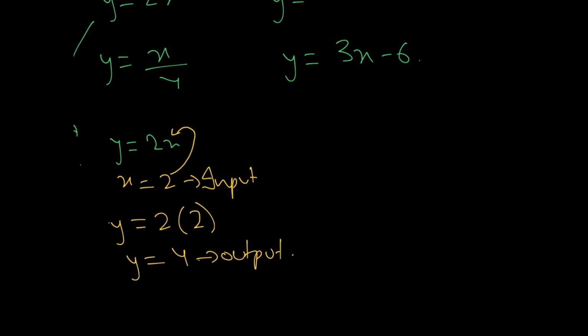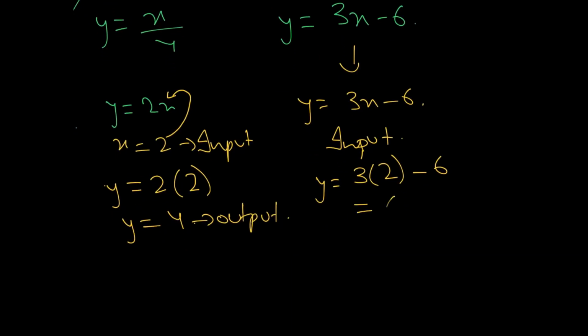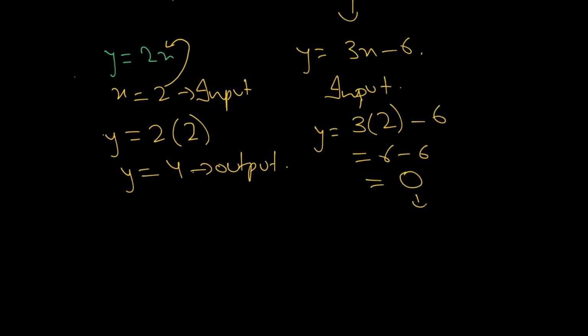We can do the same thing for this. So y is equal to 3x minus 6 is our function. Our input value is, again, let's say 2. So what we basically do is we put 2 in place of x and then minus 6. So 3 into 2 is 6, 6 minus 6 is 0. So our output value will be 0, right? But we have already learned all this in the previous video.